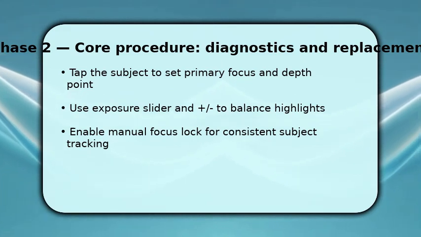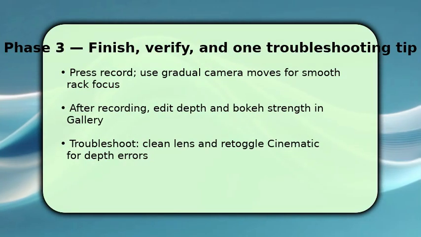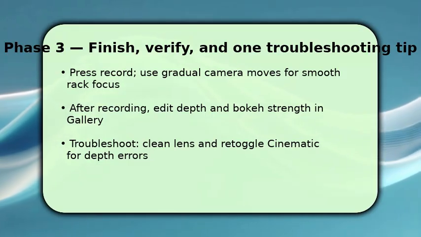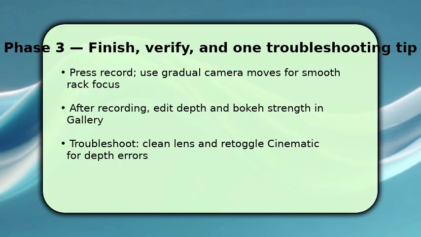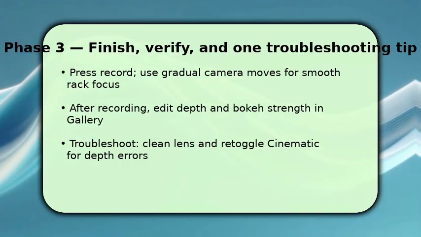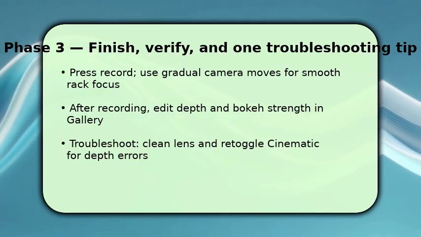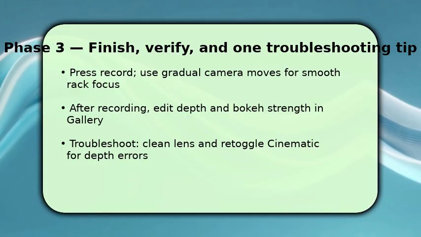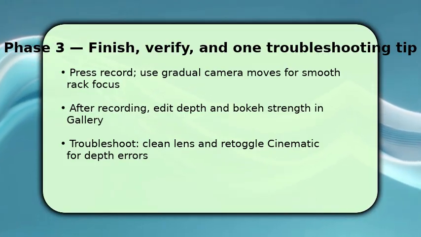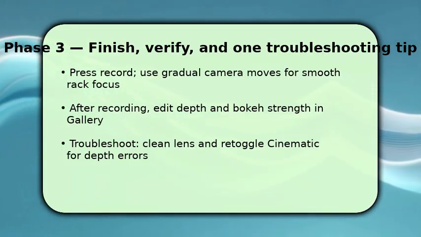Press record and use slow, deliberate camera movement to create natural rack focus effects. Short, jerky moves break the illusion. While recording, keep subject contrast against background so the S23's depth algorithm reads edges accurately, and once finished, open the clip in Gallery to fine-tune depth and bokeh strength.